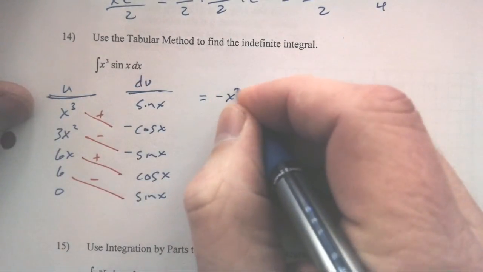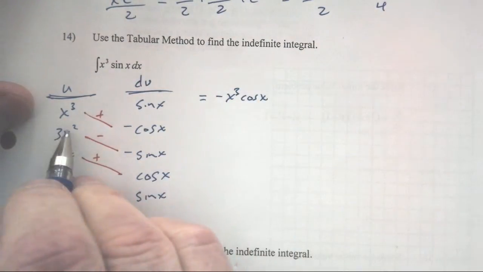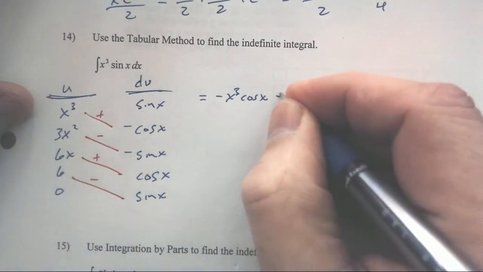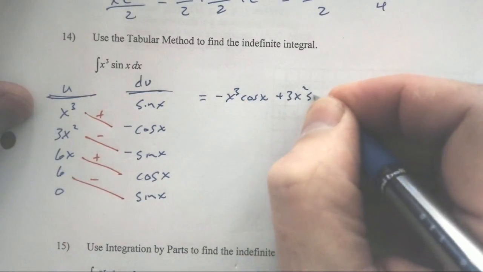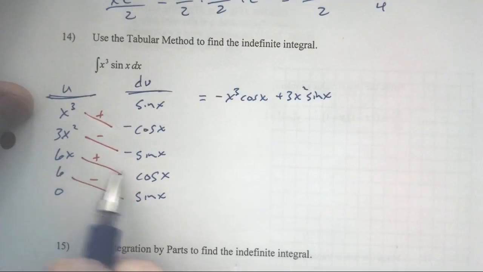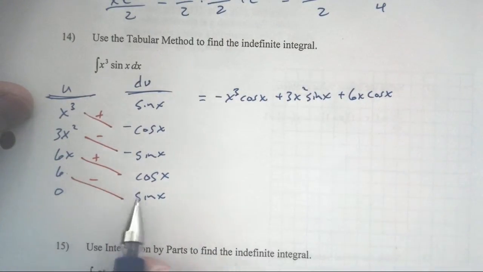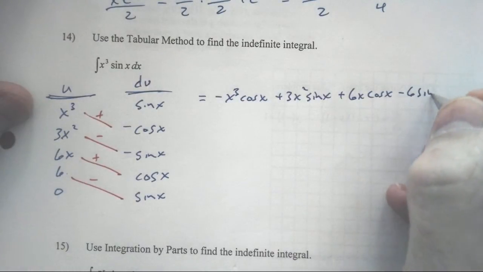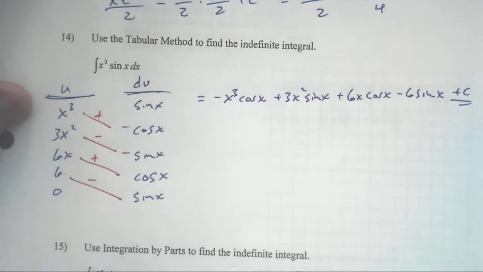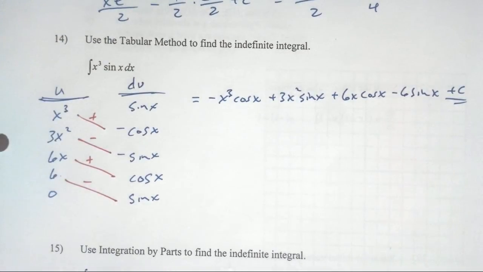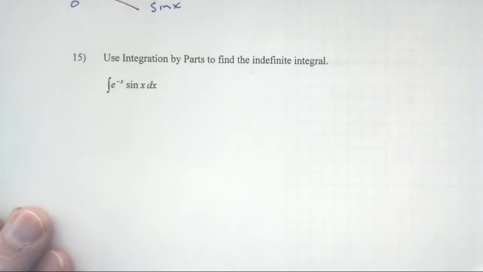negative x cubed cosine of x minus negative, plus 3x squared sine of x. All positives, plus 6x cosine of x. Just negatives, minus 6 sine of x, don't forget it, plus c. Boy, that is slick. Integrate by parts.